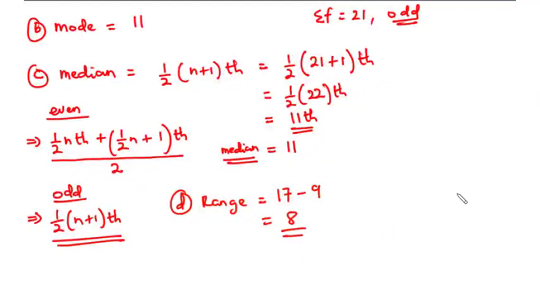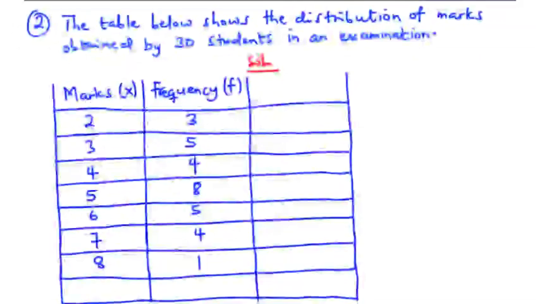Now let's take the second example. So for the second example, the table below shows the distribution of marks obtained by 30 students in an examination. So we have the marks obtained by the students and how many times each mark repeated itself. That is the frequency. Now we are going to find the mean, mode, median, and range for this distribution.